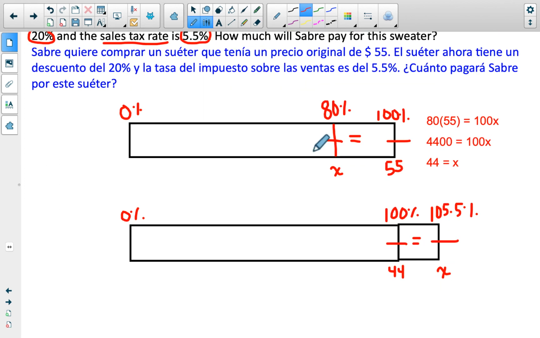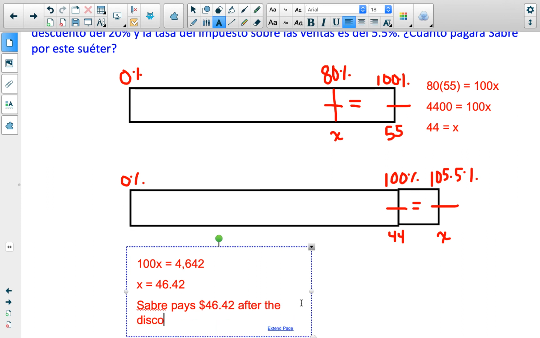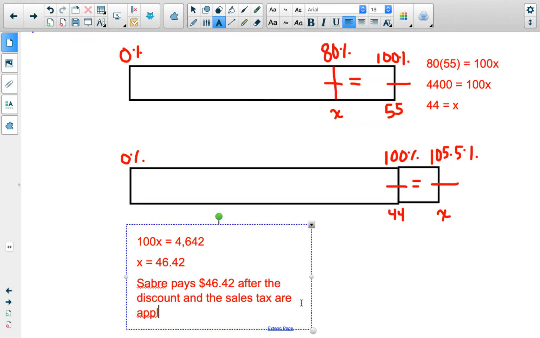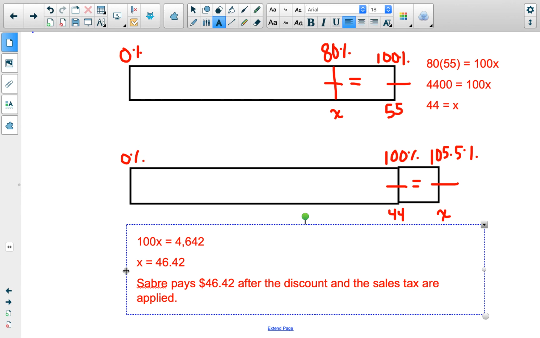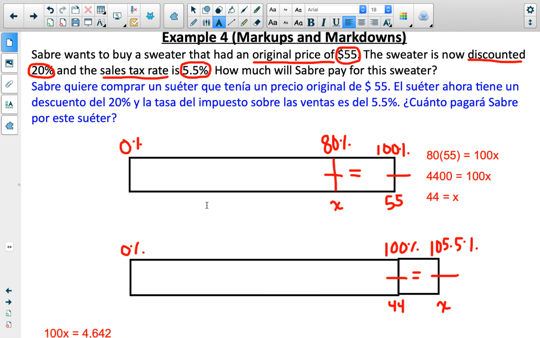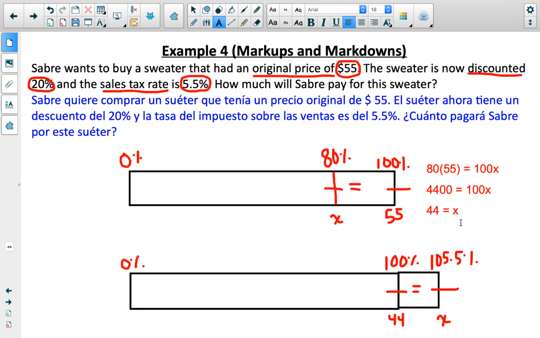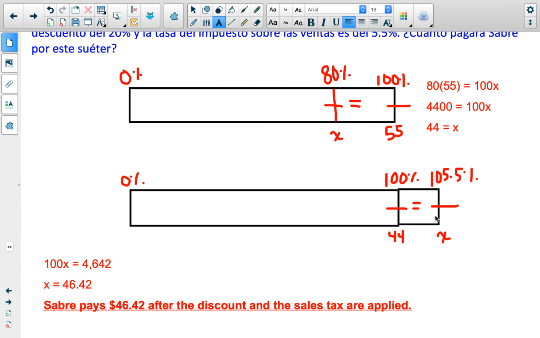Once again, my proportion is now set up for me because of the bar diagram. When I cross multiply, I get 100x, and 44 times 105.5 is 4,642. When I divide both sides by 100, I get $46.42. So she pays $46.42 after the discount and the sales tax are applied. Okay? So, still using the bar diagrams, but because we're dealing with two percentages, we need to create two. The key point here is after you apply the first percentage, that answer becomes your new 100%. You do the bar diagram all over again.